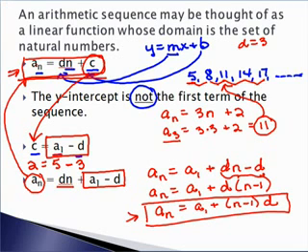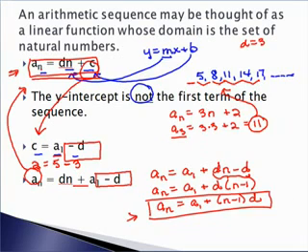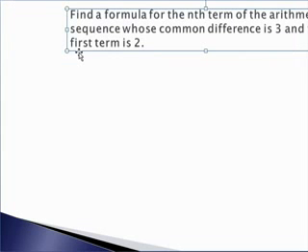Okay, so let's take a look at this. We want to find a formula for the nth term, and we know it's an arithmetic sequence, so it's important to know that, whose common difference is 3 and whose first term is 2. Okay, well, let's just write out that sequence. First of all, a few of the first terms. So the first term is 2.